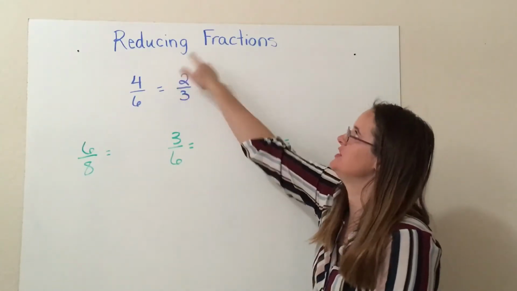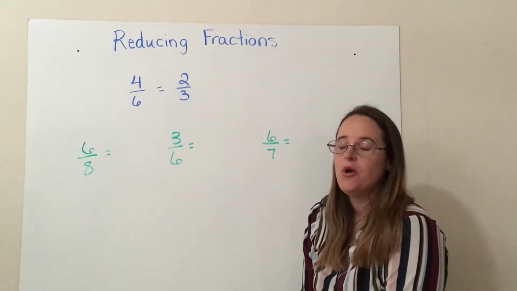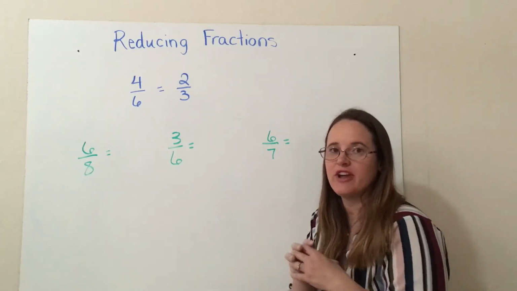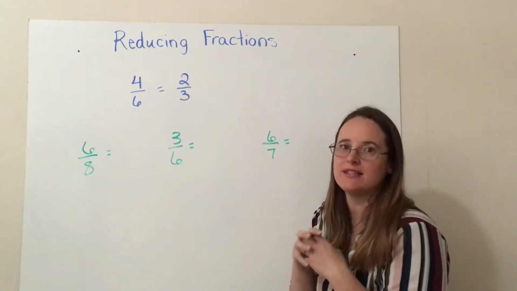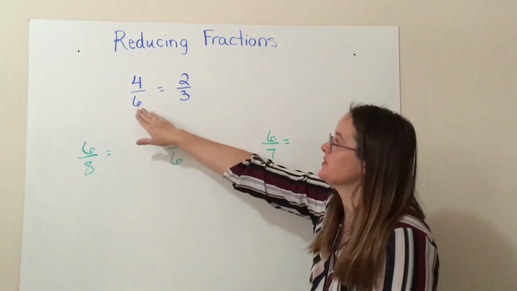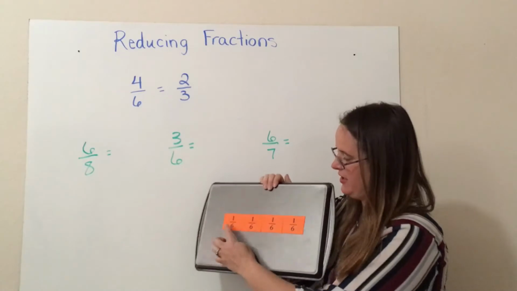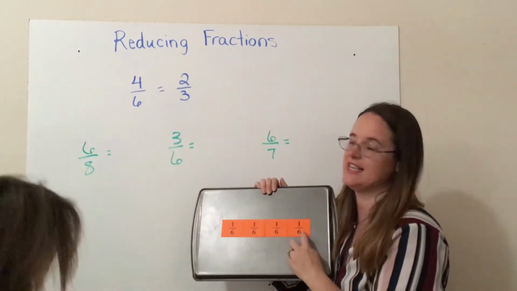This lesson is on reducing fractions. What it means to reduce a fraction is to turn a fraction into the smallest possible denominator. So we're going to start by looking at 4/6. I have it here. See? 1, 2, 3, 4, 6.